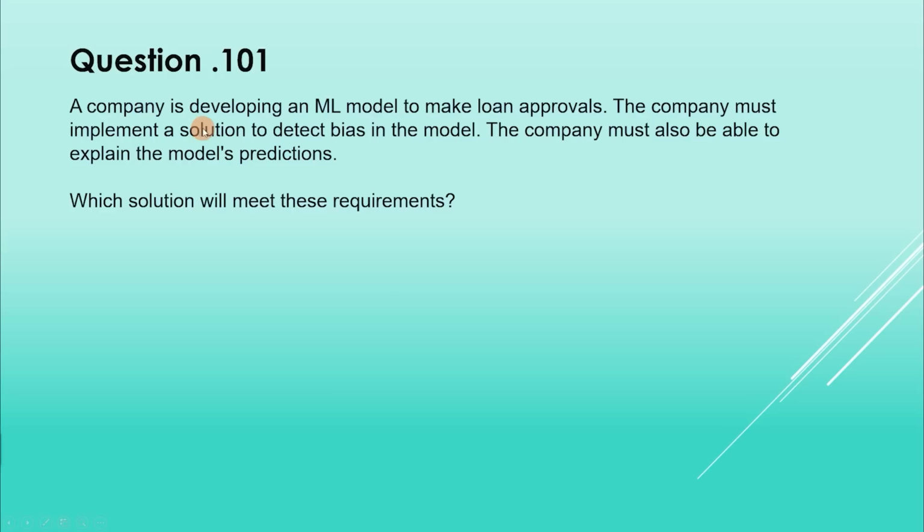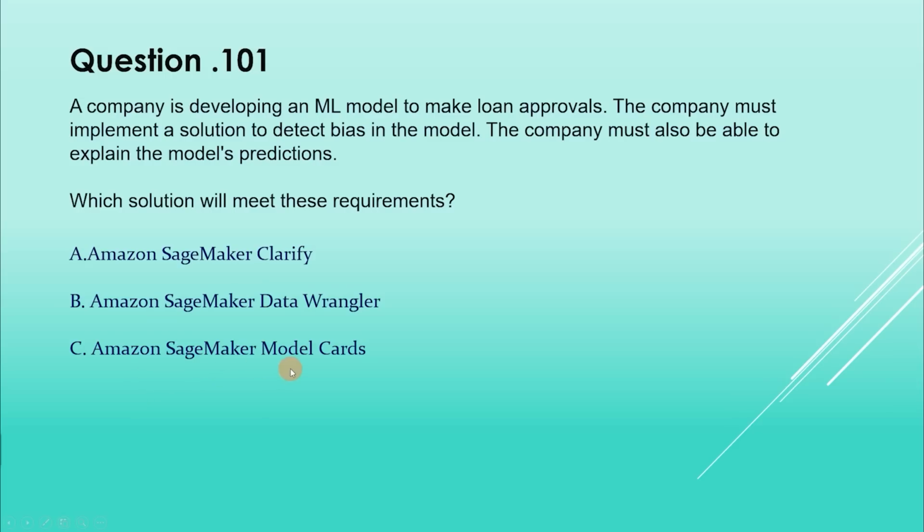Now, question number 101. A company is developing an ML model to make loan approvals. The company must implement a solution to detect bias in the model. The company must also be able to explain the model's predictions. Which solution meets these requirements? Here are the options: option A Amazon SageMaker Clarify, option B Amazon SageMaker Data Wrangler, option C Amazon SageMaker Model Cards, option D AWS AI Service Card. So you can take your time to guess the correct answer.